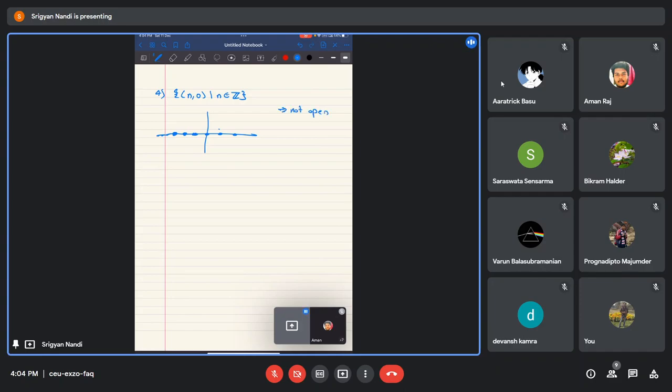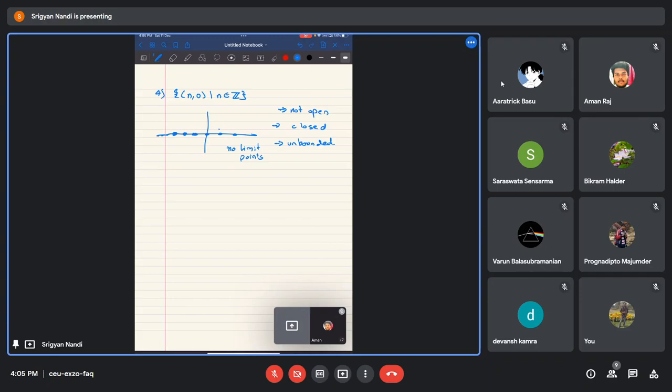Is this closed? Yes, this will be closed, because again, even though it's an infinite set, it contains no limit points. So it is closed, but it's unbounded trivially, since it stretches to both infinities across.